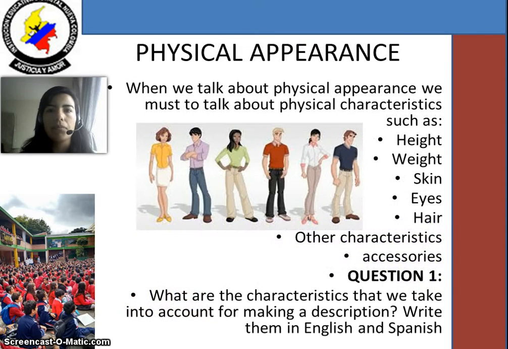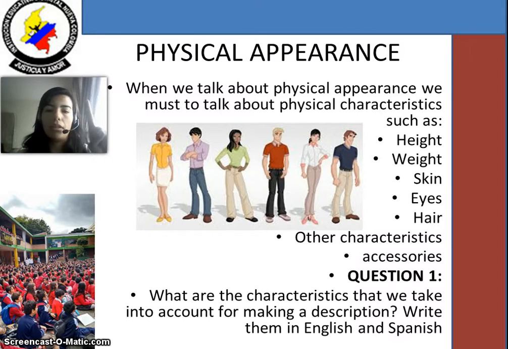Let's move on. So, physical appearance. When we talk about physical appearance, we must talk about physical characteristics. Cuando nosotros hablamos de apariencia física, primero vamos a hablar sobre características físicas, such as, como cuáles: height, altura, weight, peso, skin, piel, eyes, ojos, hair, cabello, other characteristics, otras características, and accessories, ¿ok? Y accesorios, las cosas que se pone la gente encima.